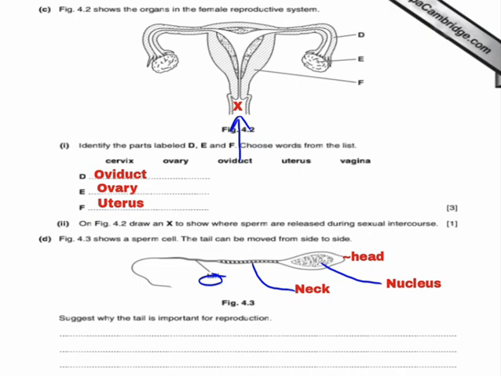Now, the question is saying, suggest why the tail is important for reproduction. So, the role of the tail during reproduction: when sperms are released from the testes, they are going to swim in the semen. So the function of the tail is that it helps the sperm to swim toward the vagina, or toward the egg. So let's move on to the next one.